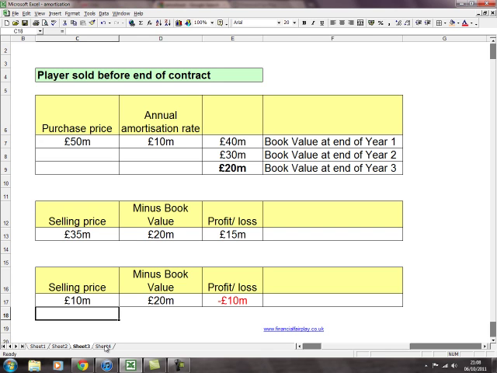One more thing I want to mention about the whole way that players' purchase prices are amortised is that this only applies to players who are purchased. If you've got a youth team player who's come through the books, it hasn't cost you anything to acquire his contract in the first place, so there's nothing to write down in this way. The only expense for that player will be the wages.